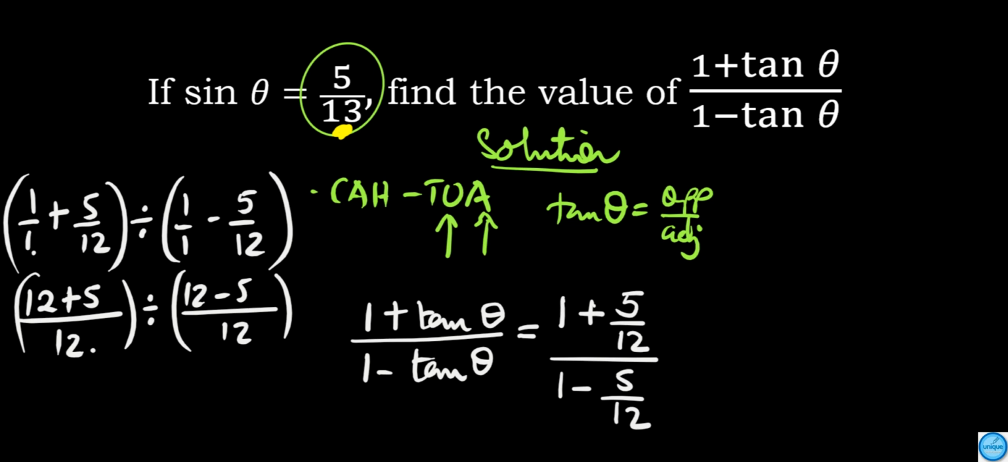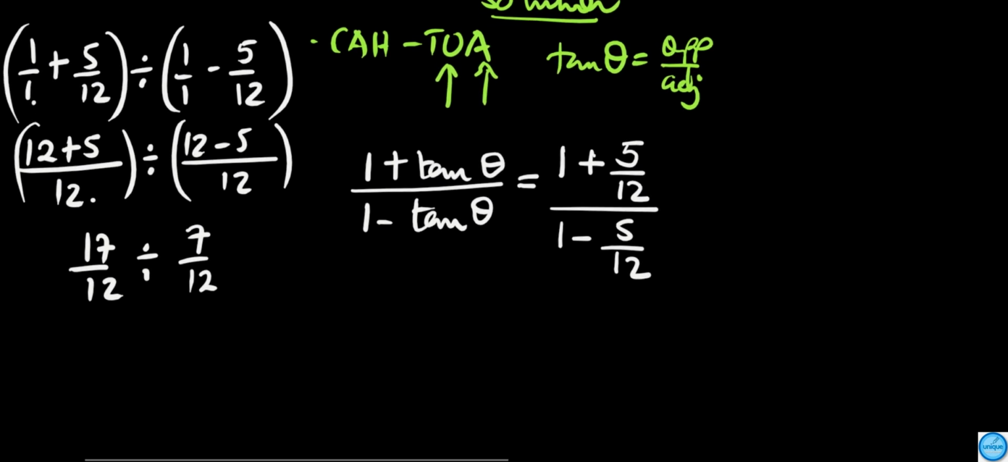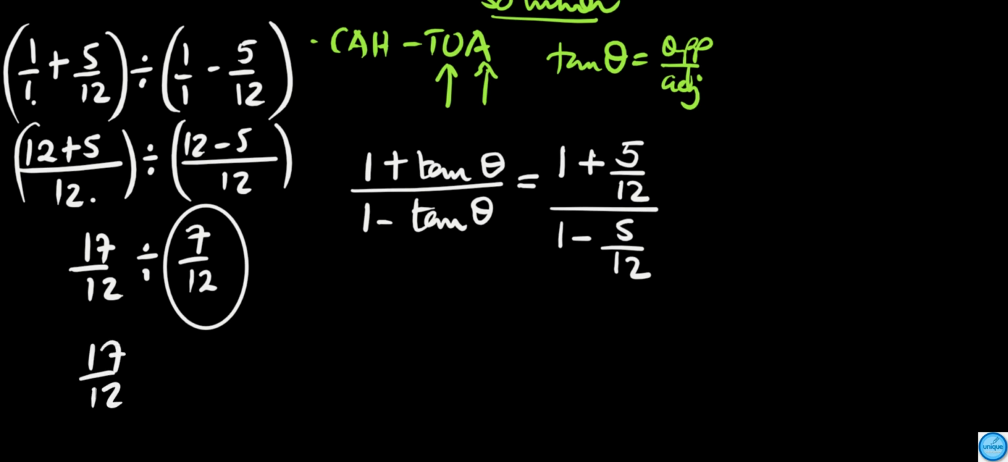The next, it was 17 over 12, then divided by 7, should be 7 over 12. Yes, 12 minus 5, that's 7. Then next, to divide, what we do is reverse it and multiply, so it will be 17 over 12 multiplied by 12 over 7. So our 12 and 12 will cancel, remaining with 17 over 7.